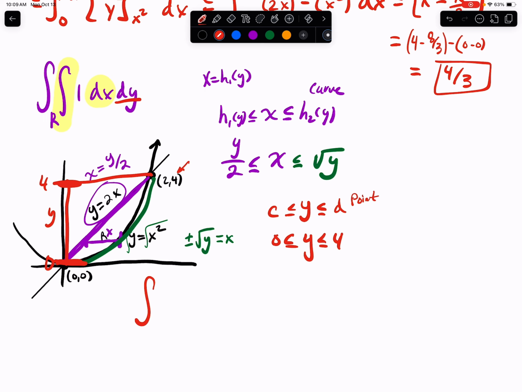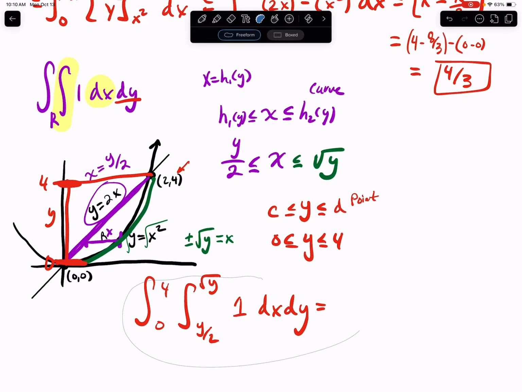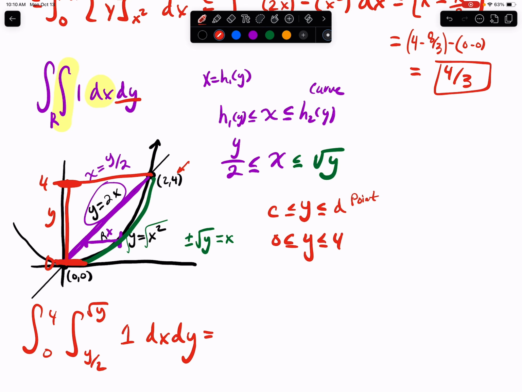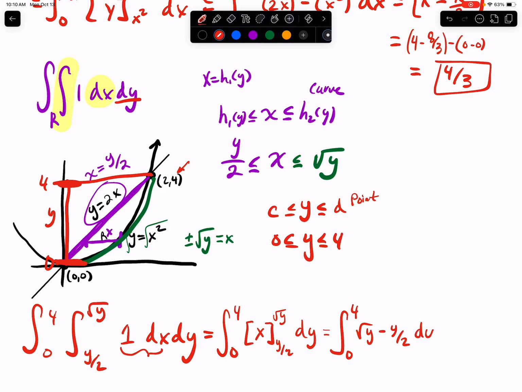So now I'm going to integrate from 0 to 4, and from y over 2 to square root of y of 1 dx dy. And when I do this, I get 0 to 4. Integral of 1 with respect to x is x, from y over 2 to square root of y, dy. F of b minus f of a, which is square root of y minus y over 2, dy.